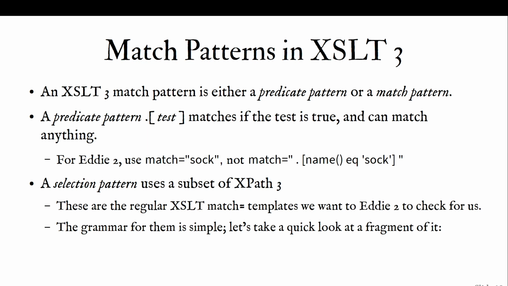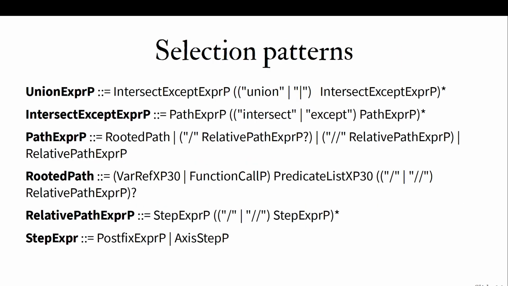A selection pattern is the one that's interesting though. It uses a subset of XPath. They're the familiar match equals templates that we want EDI2 to check for us. They've got a simple grammar. It actually looks more complicated in the spec than it really is. Slide 14 shows some of it.